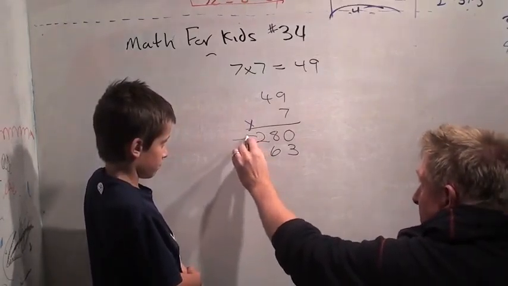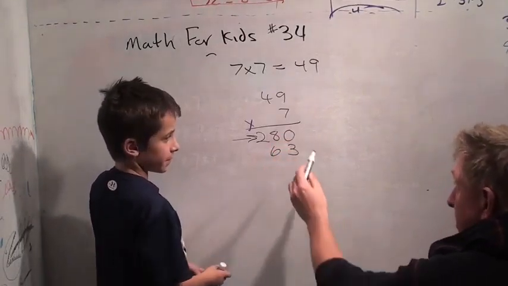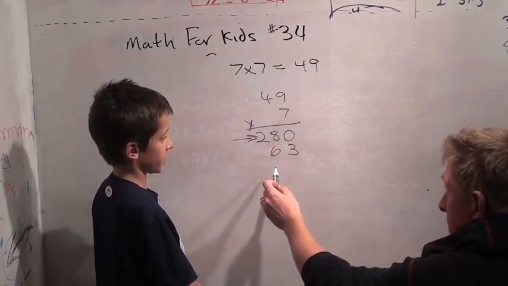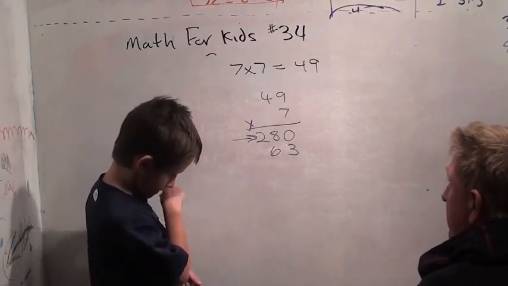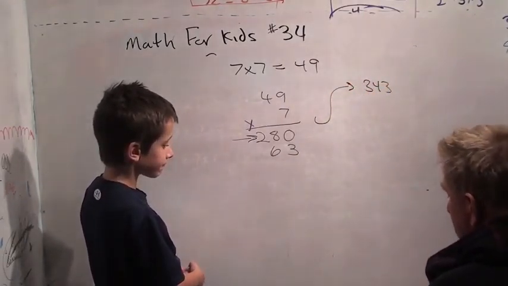Does it come from the 280? No. Why not? Because it doesn't have a last digit. Well, it does have a last digit, it's just 0. Okay? The last digit comes from the 63. So this is 343. So 7 cubed is 343.